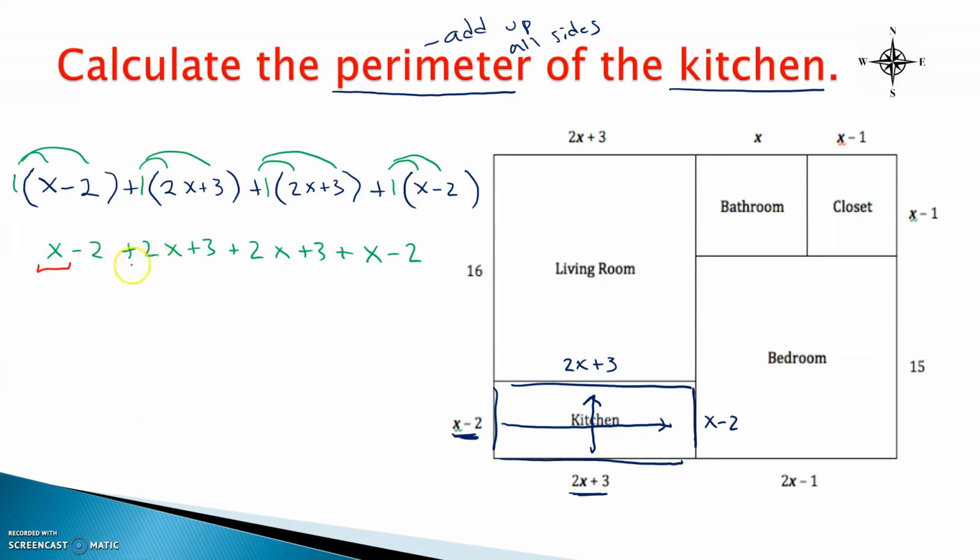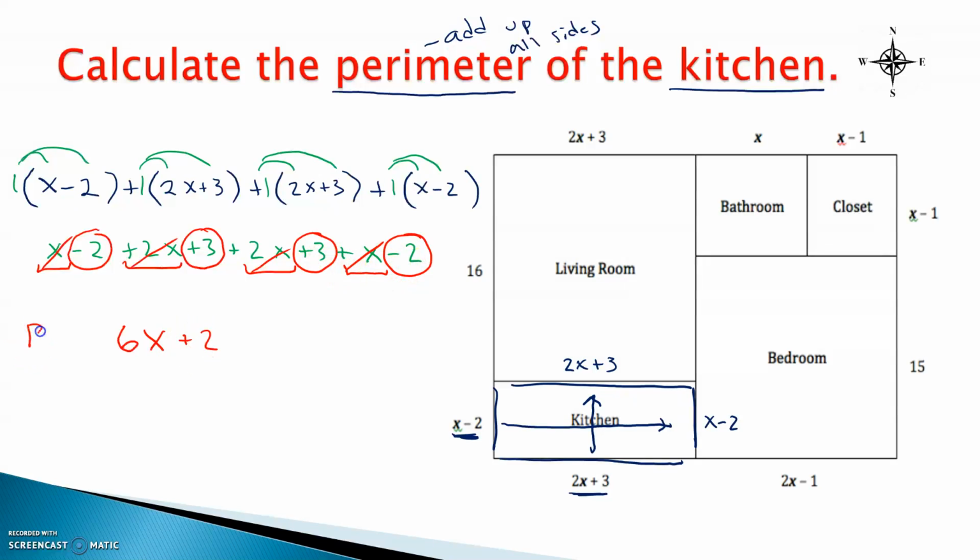Here I have an x, I have a 2x, I have a 2x, and I have an x. Well, if I combine all of those together, x plus 2x is 3x's, 3x's plus 2x's is 5, 5 plus 1 more x gives us 6. So I have 6 x's. So far my perimeter is 6x. Now let's take a look at my constants. I have a negative 2, positive 3, positive 3, and a negative 2. So negative 2 plus 3, that's a positive 1. Positive 1 plus 3 is 4. 4 minus 2 is a positive 2.